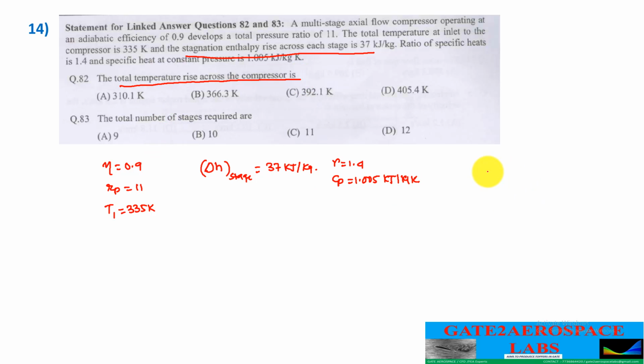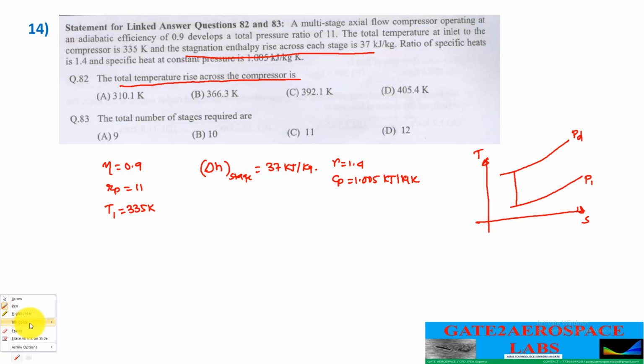How to determine it? Let's draw the T-s diagram first. This is our delivery pressure, and this is our initial pressure P1. If the compression is isentropic, then it will look like this. But the actual process doesn't happen like this. The actual process is like this. This is state 1, this is state 2, and this is state 2 dash, if the compression is isentropic.